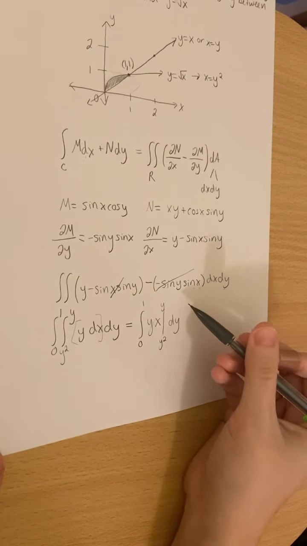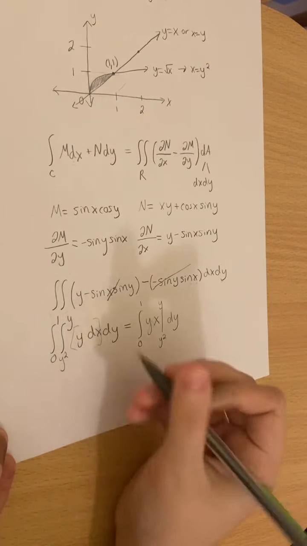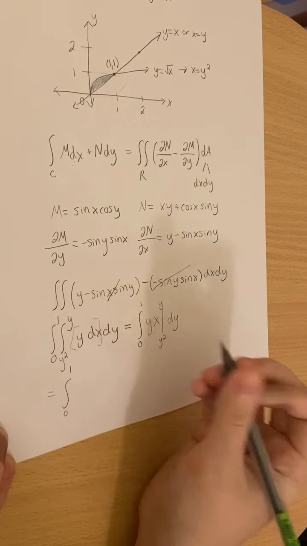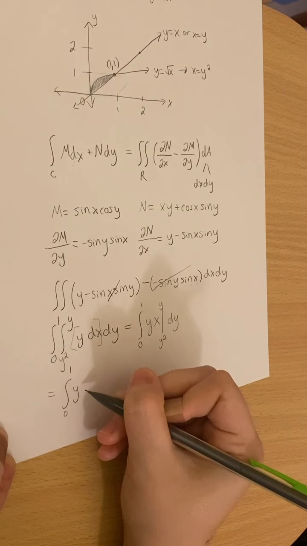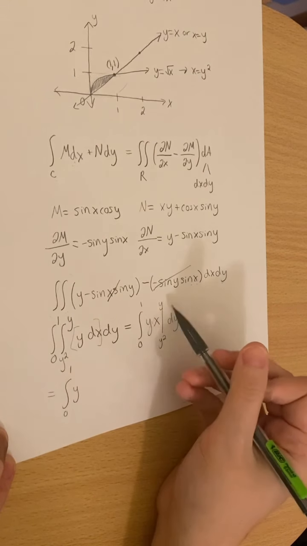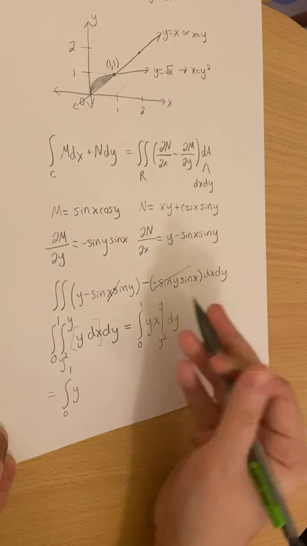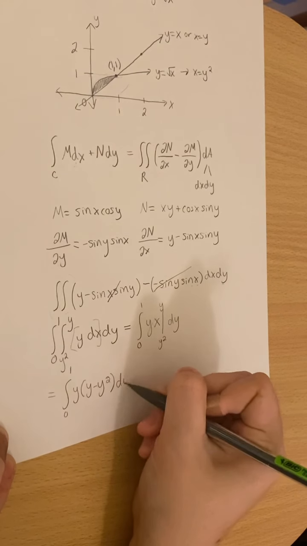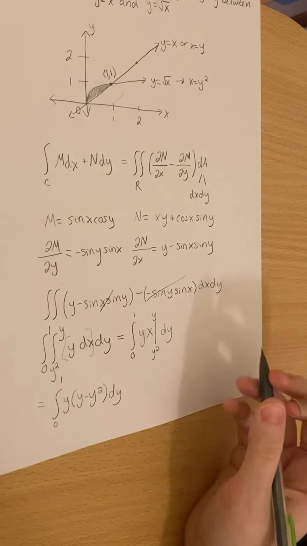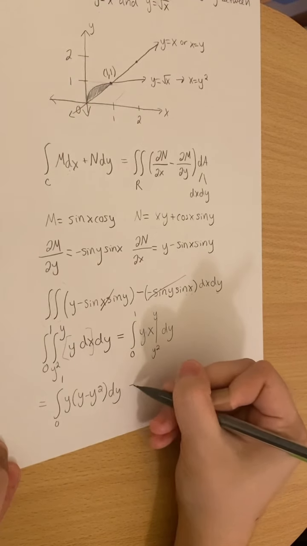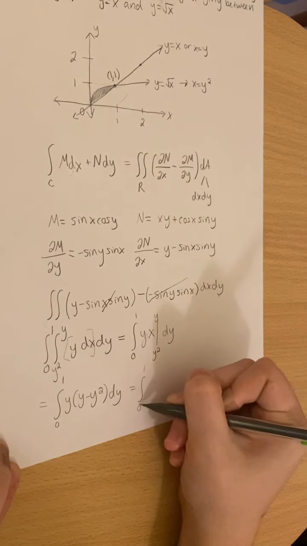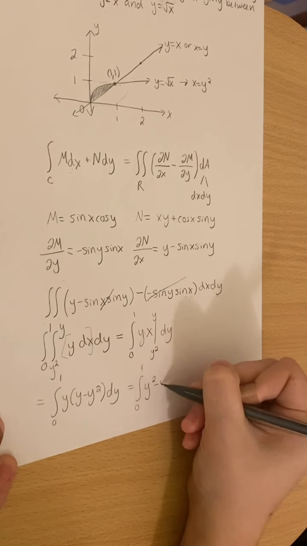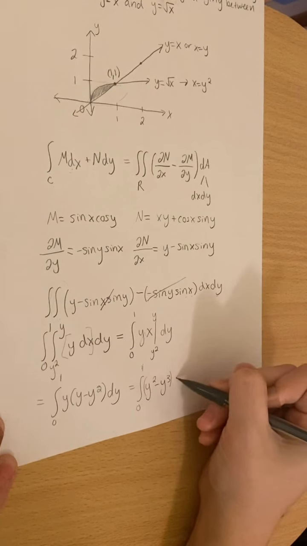All right, this is a nice and easy one. I'm just going to rewrite it over here. Remember, we're keeping our y. From x equals y squared to y, that's just y minus y squared, and dy again, don't forget that there. Now if we go ahead and distribute the y, we get y squared minus y cubed, with parentheses, dy.